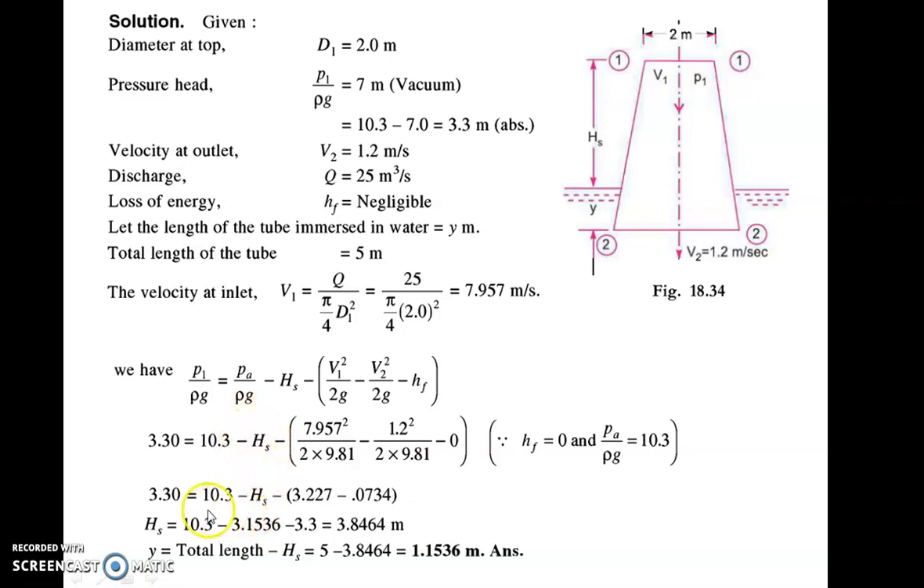Once you calculate HS, it is coming as 3.8464 meter. After calculating HS by applying Bernoulli's equation between point 1 and 2, and the total length of the tube being 5 meter, you can calculate Y because 5 is equal to HS plus Y. So Y is equal to 5 minus HS, that is 5 minus 3.8464, which is coming as 1.1536 meters. So this is about the theory of the draft tube. Okay, thank you.